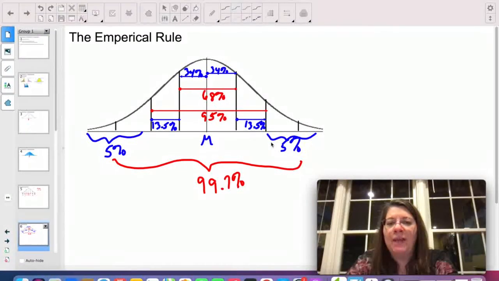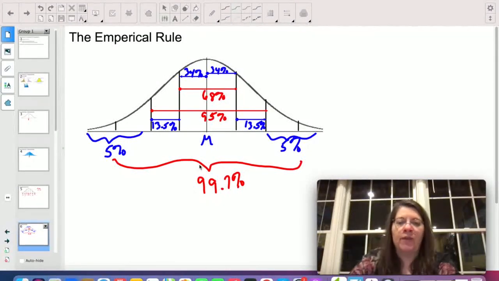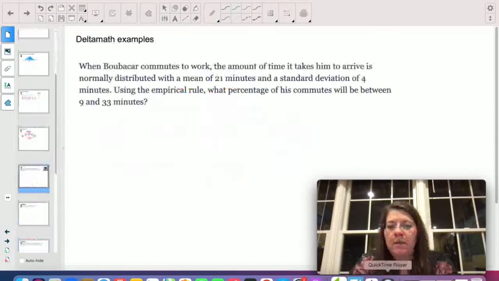So we're going to have to answer questions when they give us the mean about the empirical rule, like where would 95% of the data lie? Where would 68% of the data lie? And so forth. So that's what we're going to get into next. So I've just taken a few Delta Math examples so that we can look at the percentages within the standard bell curve.